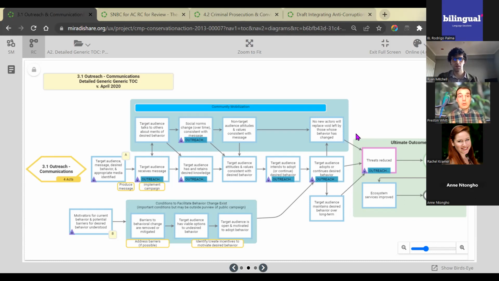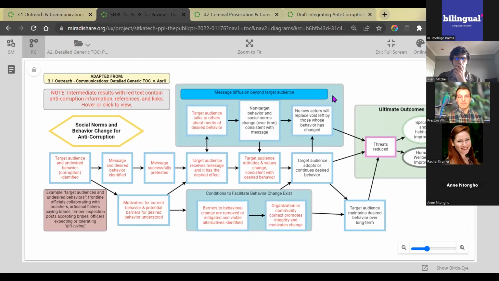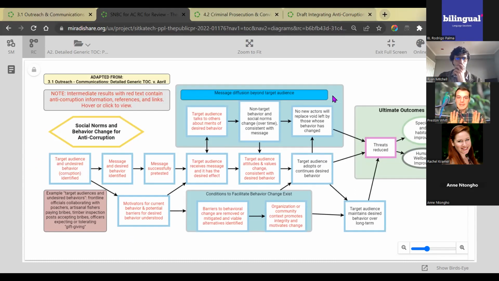So for social norms and behavior change, we started with the generic results chain for an outreach or communications conservation activity. Essentially, efforts to identify behaviors that you want to change, in our case being illicit or corrupt behaviors, and then going through a process to communicate and change those behaviors in your target audience. So we took this results chain, which you see here, directly from CAML, we haven't touched it yet. And then we produced this version, slightly simplified and supplemented with the information that you see in red. As I said, I'll go into the actual content in just a moment.